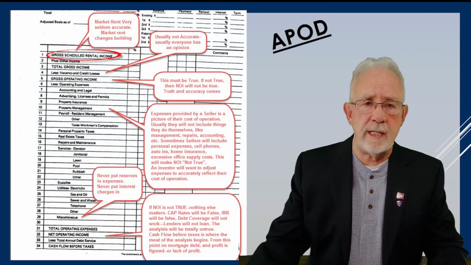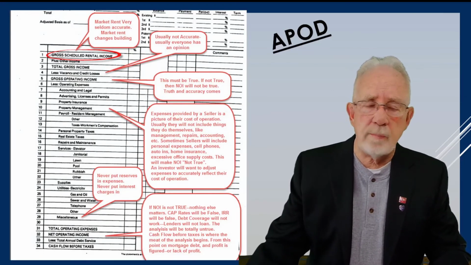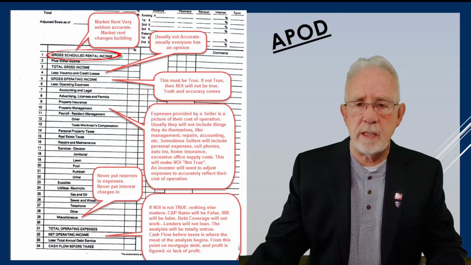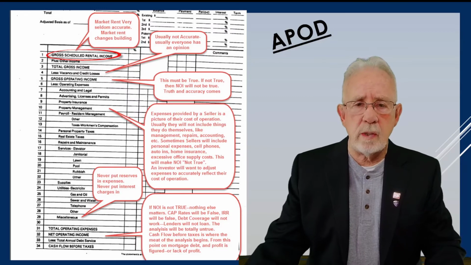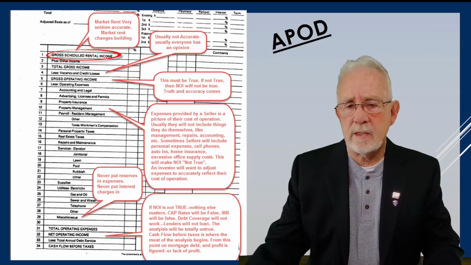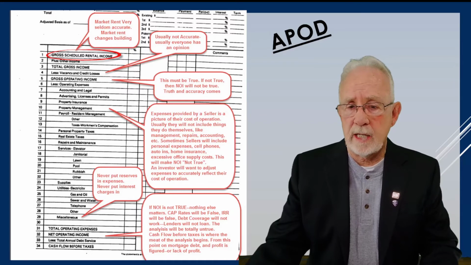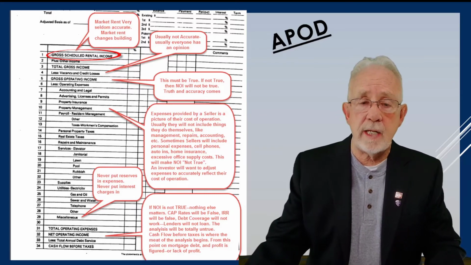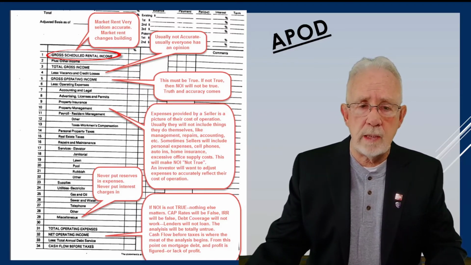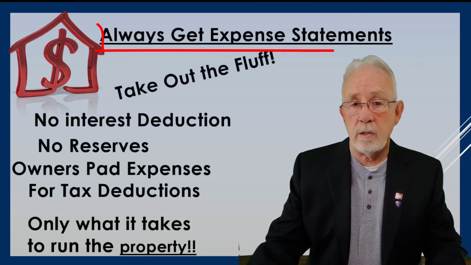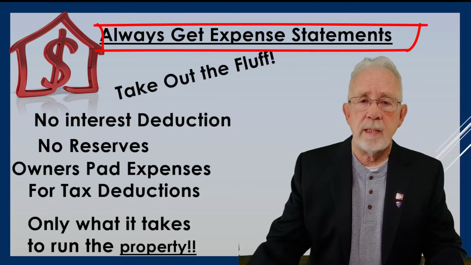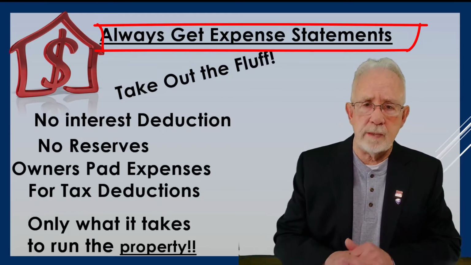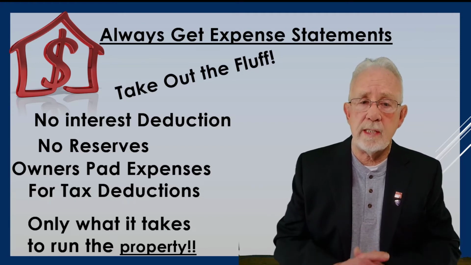So here's the APOD. Gross scheduled income and vacancy factor, those can be manipulated, but when you get down to effective gross income, that's what the seller reported to the IRS. That's their actual income from their actual expense and income statement, and that you can probably rely on. And then your NOI will be true. And when your NOI is true, then your analysis is probably pretty stable. So always get that expense statement, and all you have to do usually is ask.